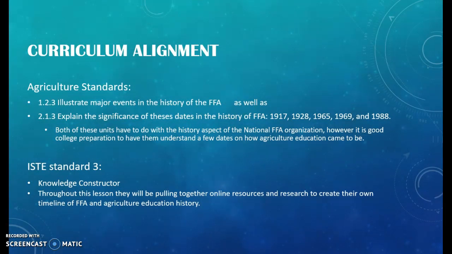How does this align with curriculum? For ag teachers, this is 1.2.3, where you're illustrating the major events in the history of FFA, and it's going to also do some ag ed. You're going to explain the significance of these dates. It's very important for students to know this, especially if they're going to run for state office. And then your ISTE standard is being a knowledge constructor.